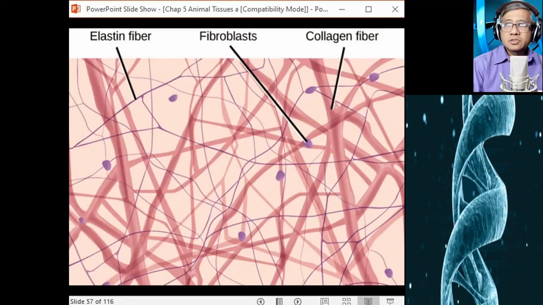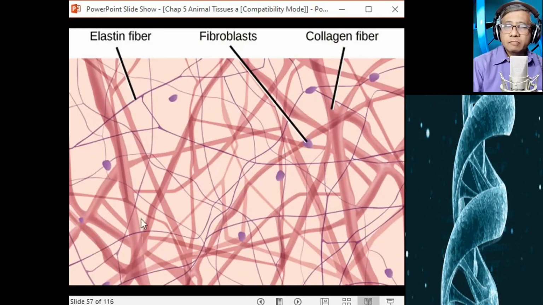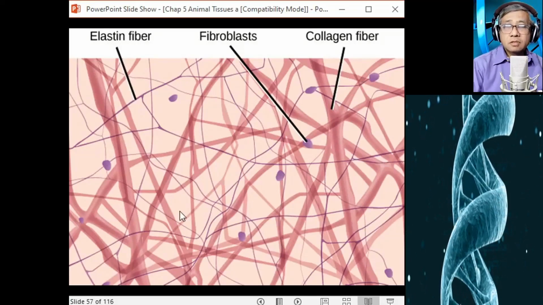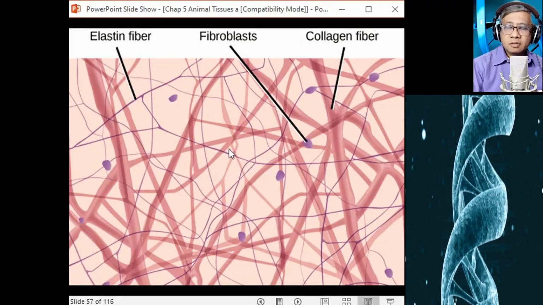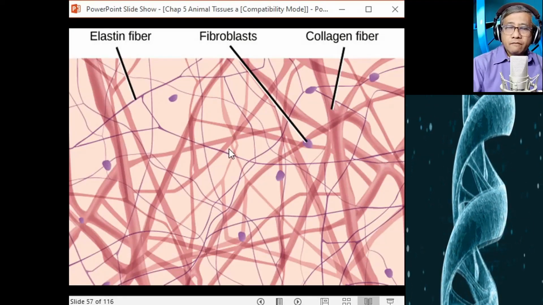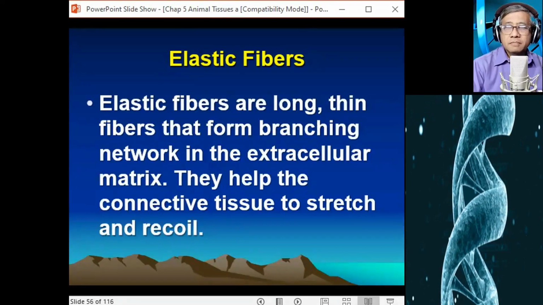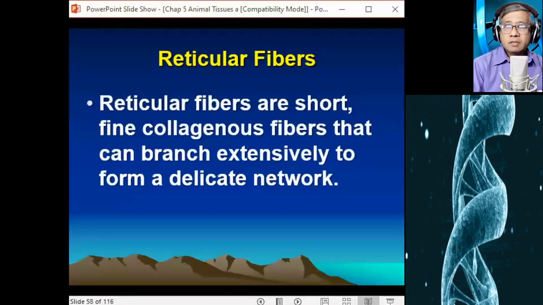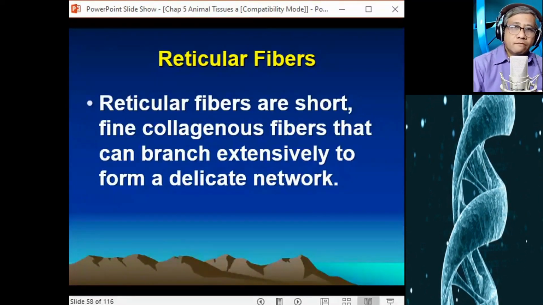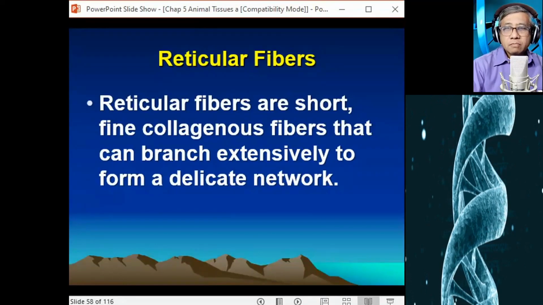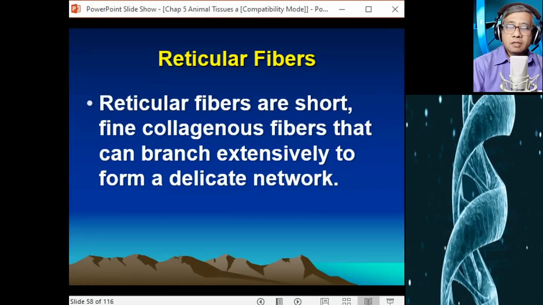So we have collagen fibers here, the thick red ones, that form tensile strength to the tissue. And these elastic fibers, the purple, long and thin fibers, allow the tissue to stretch and recoil. Then we have these reticular fibers. Reticular fibers are short, fine collagenous fibers that can branch extensively to form a delicate network.